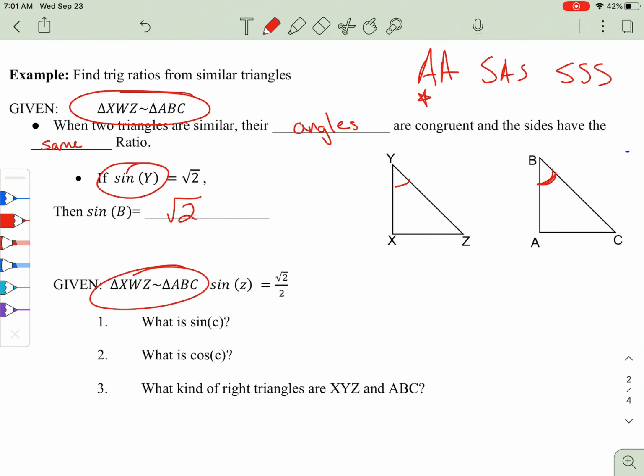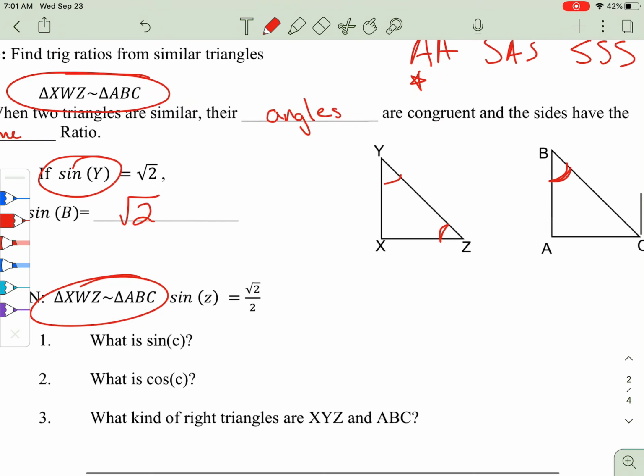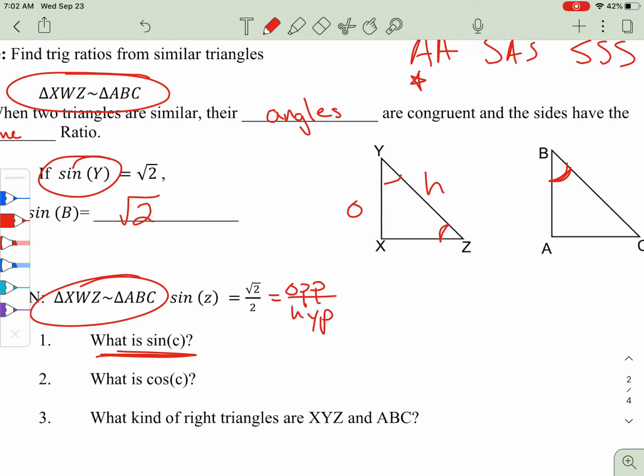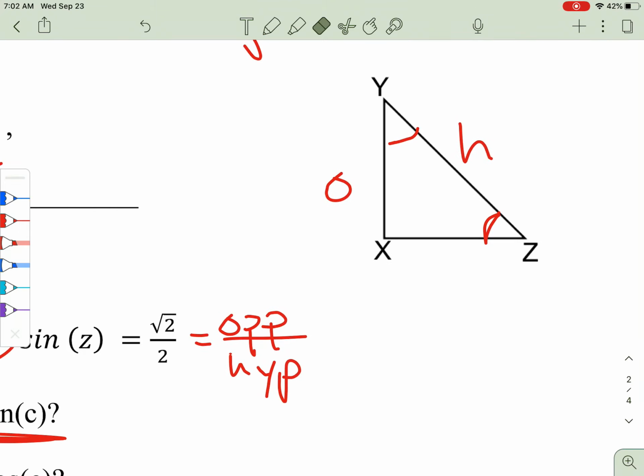So given that these triangles are similar, and sine of z, so this is z, sine is opposite over hypotenuse, is radical 2 over 2. It says find what is sine of c. Okay, so we're going to change these out. So opposite would be radical 2, this would be 2.